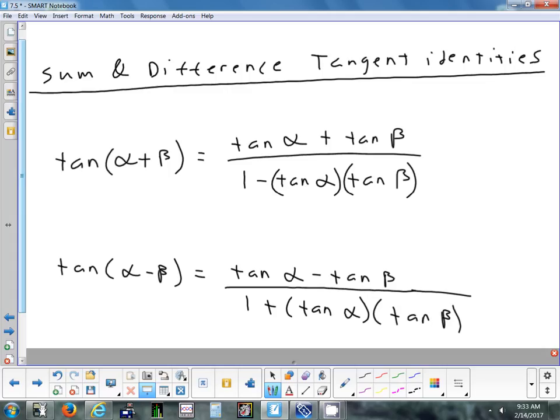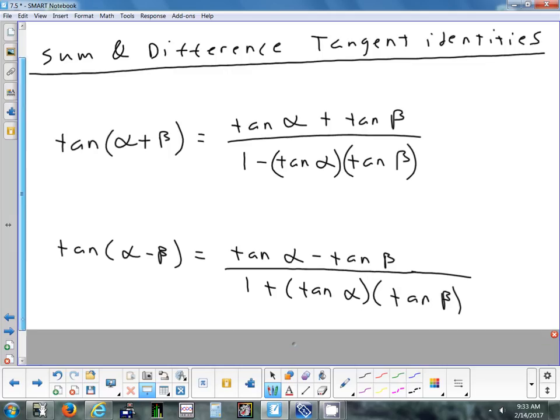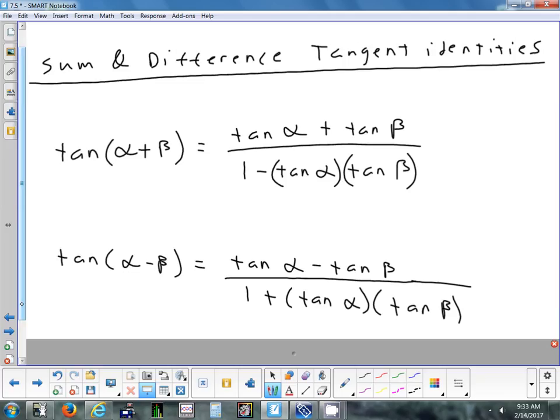Okay. Does everybody have the tangent? Okay. So the kind of things you can do with this formula, you could figure out tangent 15, tangent 75, all the same things you can do with the sine and cosine ones. That's it. Okay. Anybody's got those? All right.